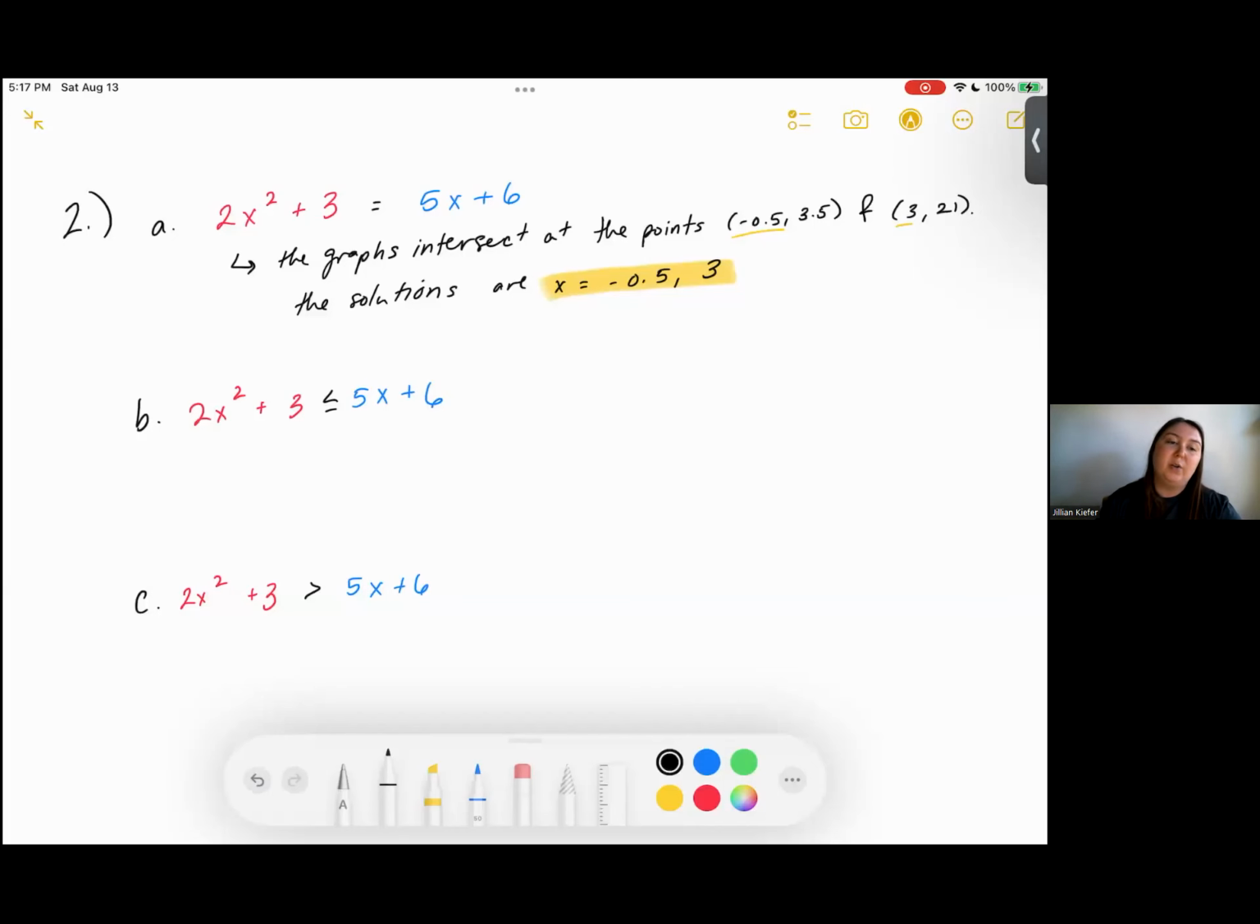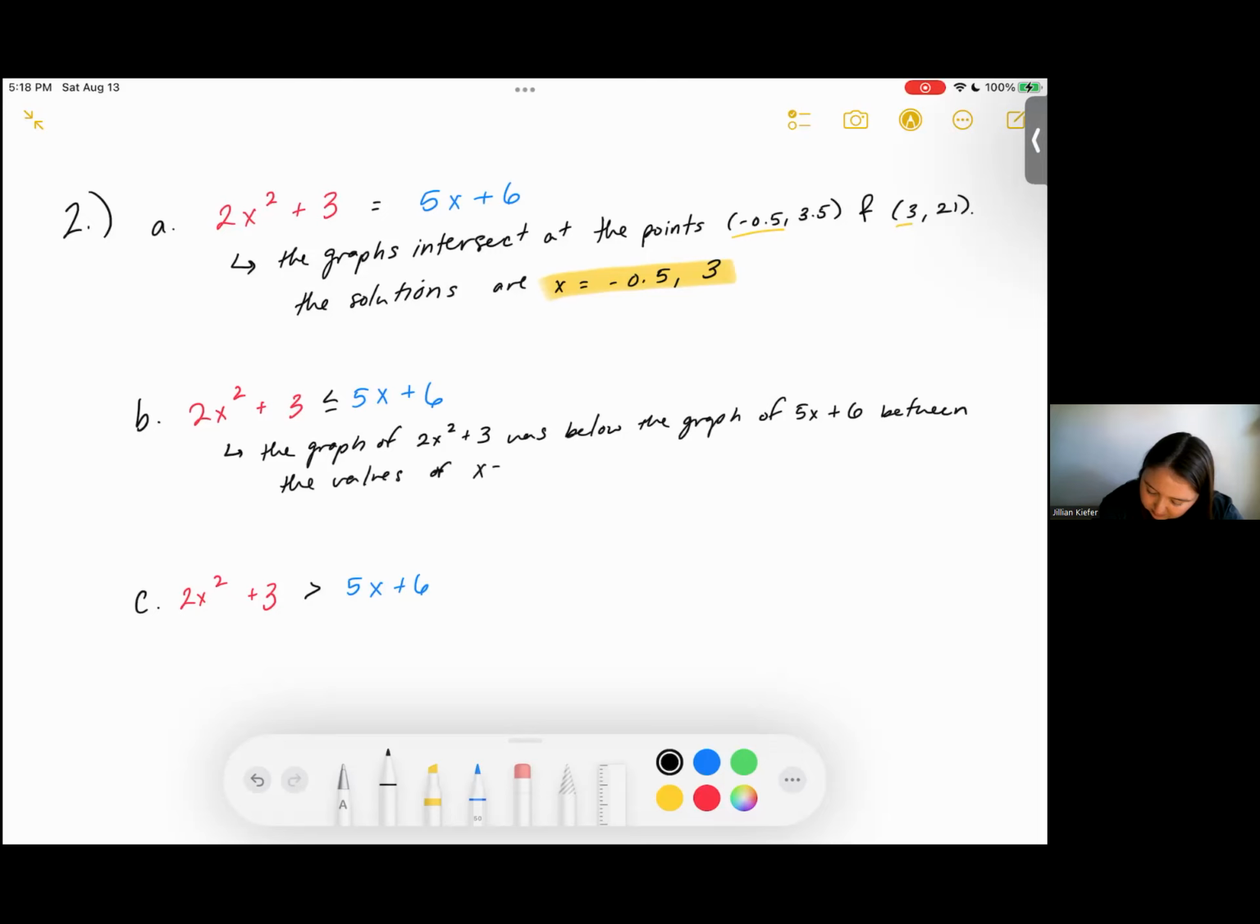All right, so here we are in our notes. We're going to go ahead and write out, we're going to say the graph of 2x squared plus 3 was below the graph of 5x plus 6, that's a 6, there we go, between the values of x equals negative 0.5 and x equals 3.